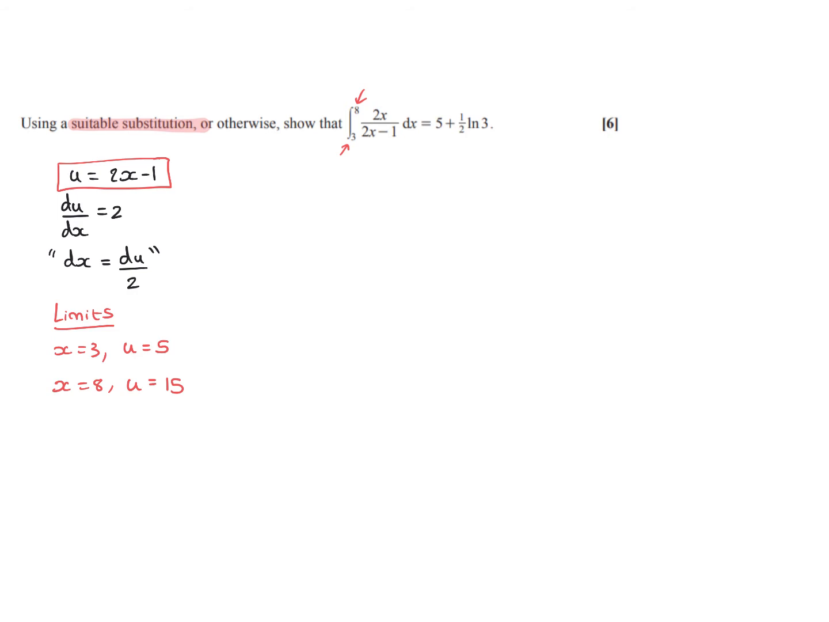Now, looking at my integral here, this then becomes the integral between 5 and 15 of 2x over u, and then in place of dx, I can use du over 2. Now, it's probably going to be tempting at this point to cancel the 2 here with the 2 here, but I am going to leave that for the moment because I have a 2x here, and that makes it very much easier to put back in terms of u. I have to do a little bit more algebra if I first of all cancel the 2s, so just making life a little bit easier for myself here.